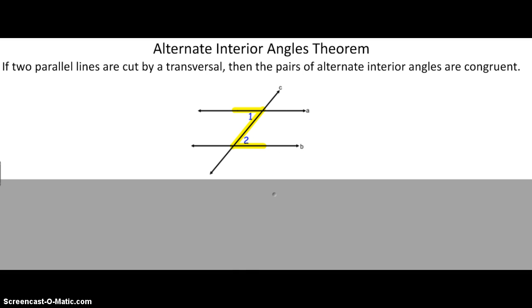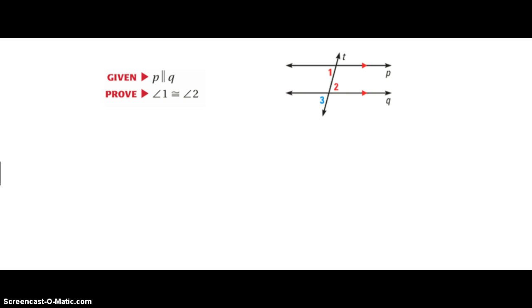All right, so when you look at a figure and you're looking at transversals with parallel lines, those alternate interior angles are congruent. Okay, look for the Z. Now, as I said, this is a theorem. So in order to add it to our reasons bank, we do need to prove it. Okay, so let's go through the proof of the alternate interior angles theorem. So I have my diagram. My given, make sure you write all this in your notes.